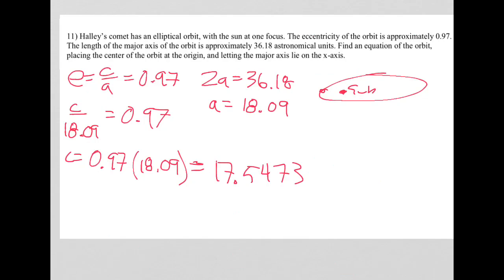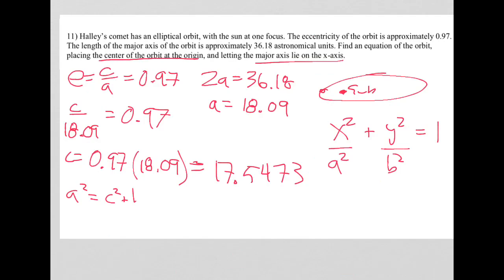And what else do I know? Well, when writing this equation, it's totally okay to put the center at the origin, which means I'll just have x squared plus y squared equals 1. It has not been shifted left or right. And I'm going to let the major axis lie on the x-axis, which means this needs to be horizontal, which means a needs to be with x. So a squared over b squared, like that. So I really need to just find b. Because I have a, so I can get a squared. I have c, so I can remember that a squared equals c squared plus b squared.